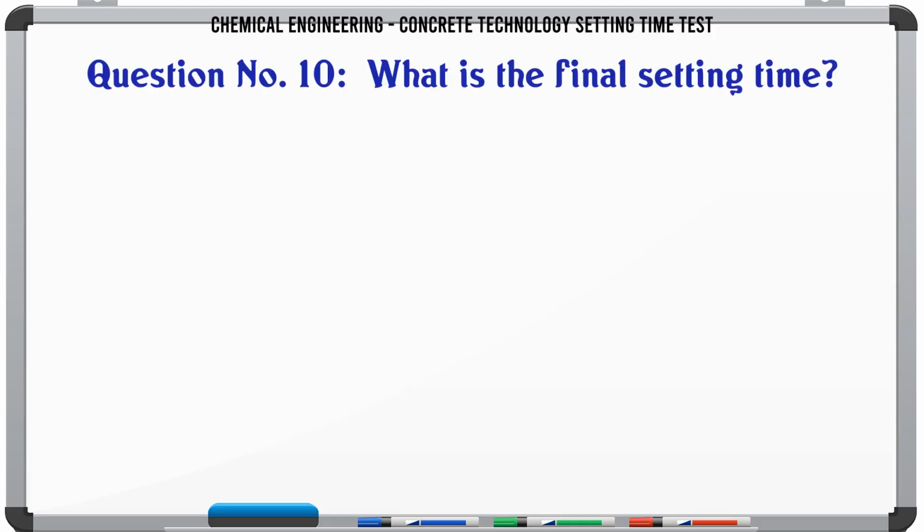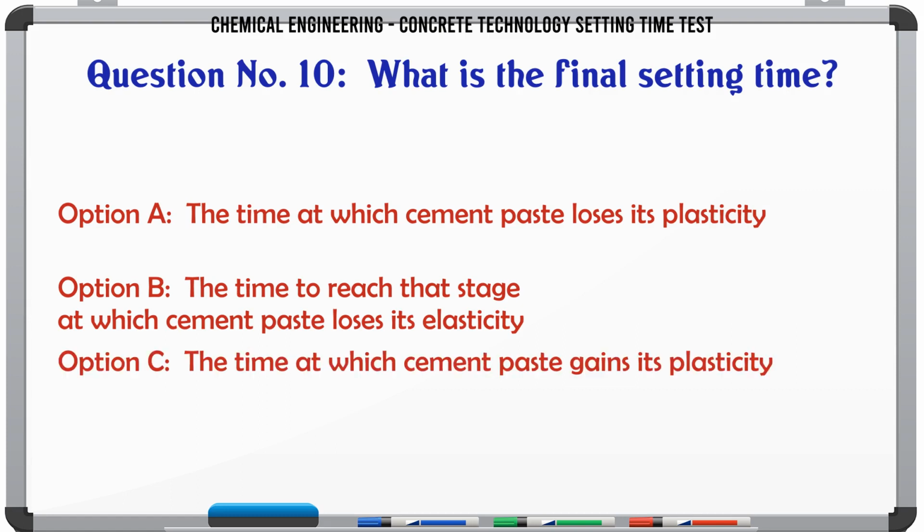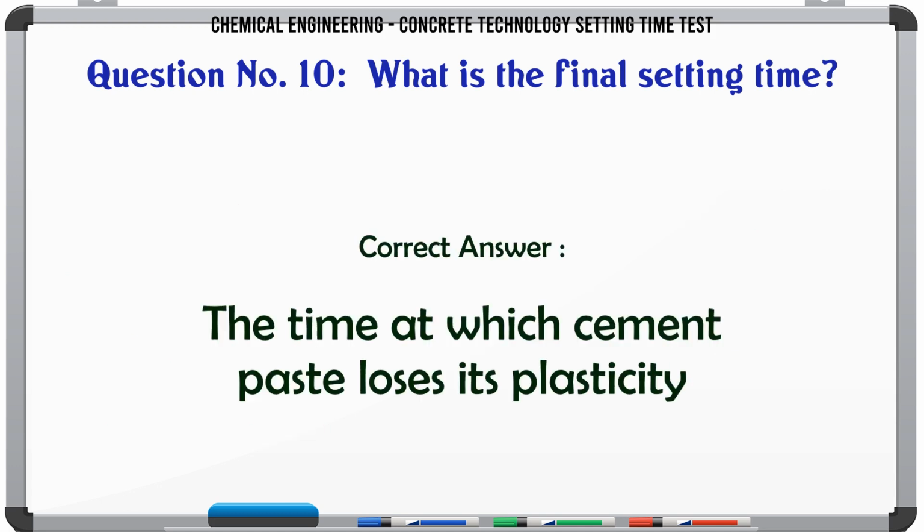What is the final setting time? A. The time at which cement paste loses its plasticity. B. The time to reach that stage at which cement paste loses its elasticity. C. The time at which cement paste gains its plasticity. D. The time when cement paste becomes hardened. The correct answer is the time at which cement paste loses its plasticity.